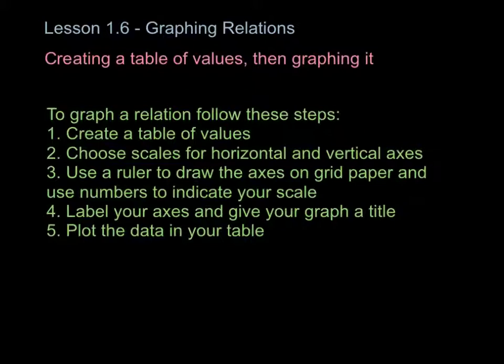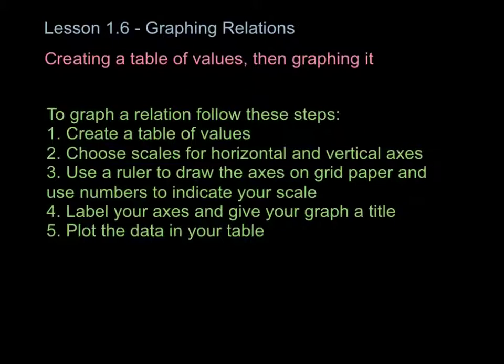So to graph a relation, you need to follow these steps. First, you need to create a table of values, and we'll look at an example of that in just a moment. Number 2, you need to choose scales for horizontal and vertical axes. So your horizontal axis is your left to right line in your graph, and your vertical axis is your up and down line in your graph. And again, I'll show you an example of what that means in just a moment.